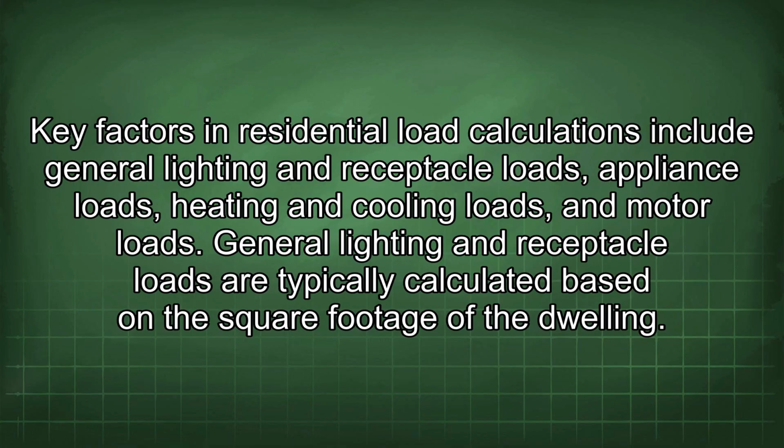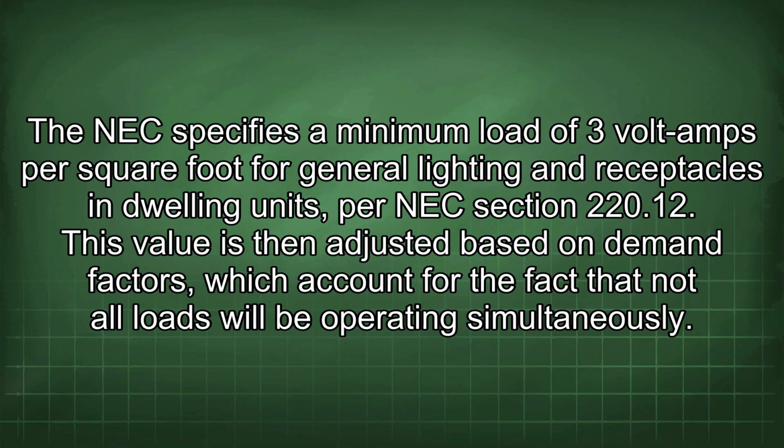Key factors in residential load calculations include general lighting and receptacle loads, appliance loads, heating and cooling loads, and motor loads. General lighting and receptacle loads are typically calculated based on the square footage of the dwelling. The NEC specifies a minimum load of 3 volt-amps per square foot for general lighting and receptacles in dwelling units per NEC section 220.12. This value is then adjusted based on demand factors, which account for the fact that not all loads will be operating simultaneously.